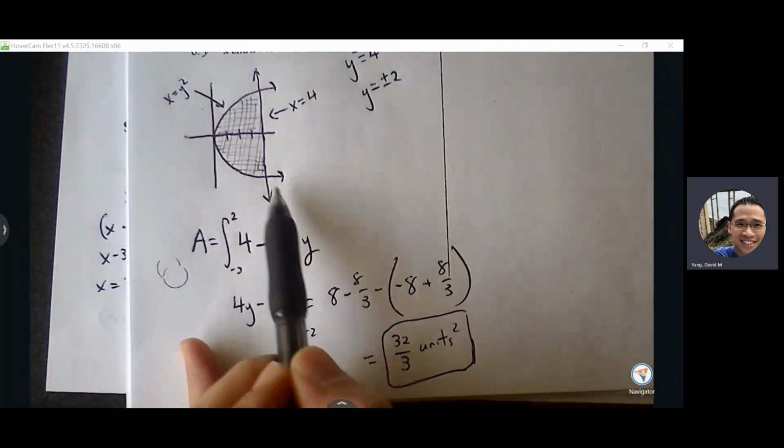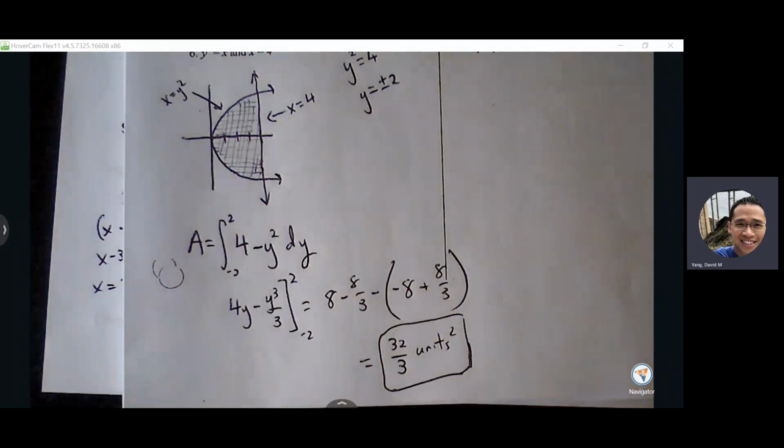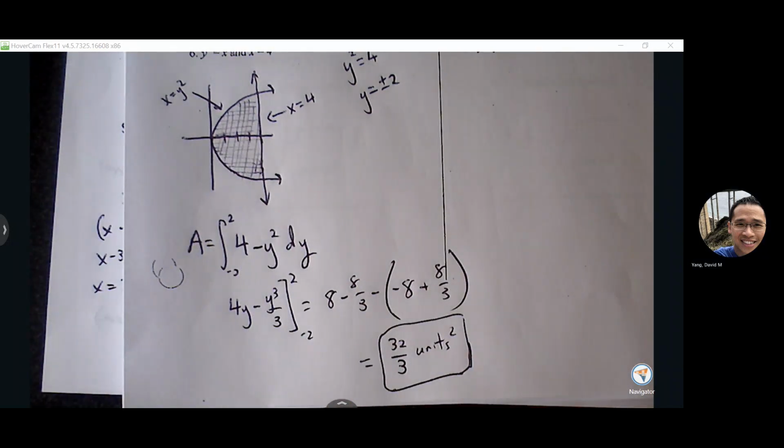Yeah, so here my variable is in terms of y, so your bounds will be inserted into the y variable. If it's top minus bottom, then the bounds will get inserted into the x variable.